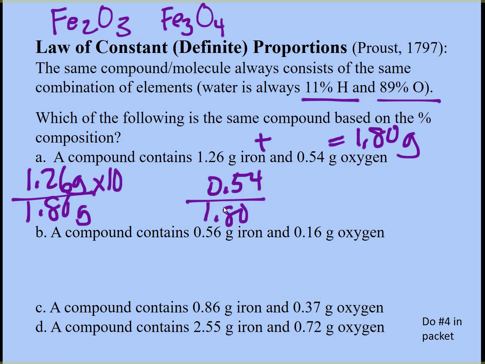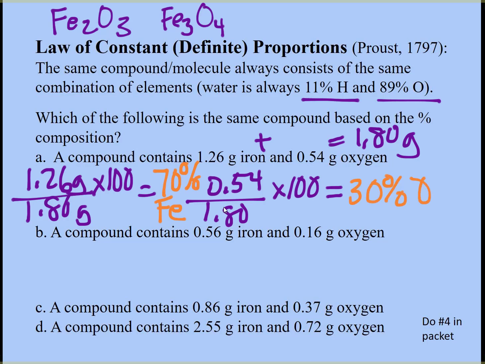And you want to multiply by 100 to get the percent. I always forget to do that until I'm doing it. So when you do the math, you have 70% iron on this one and 30% oxygen on this one. Let's compare it to the next one.